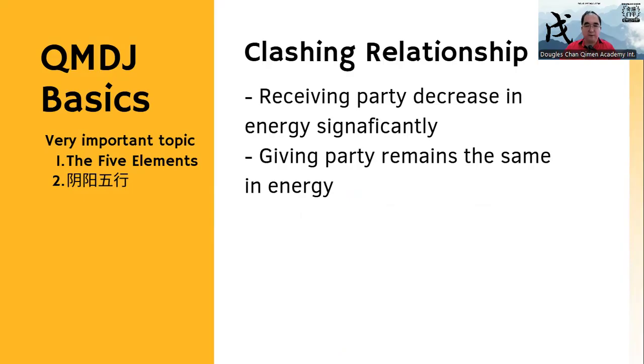Our energy, as the giving party, will remain the same, or alternatively, we can say that our energy goes down by a little bit, about 10%, so 100% goes down to 90%. As per normal, you must understand this is our internal numbers in terms of relationship, so that we can remember easily.